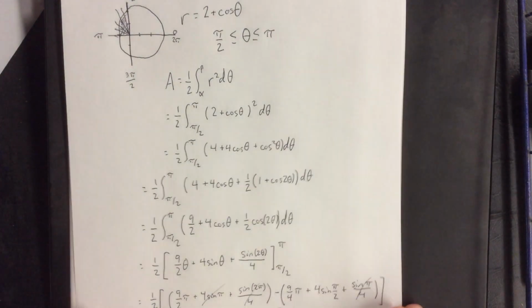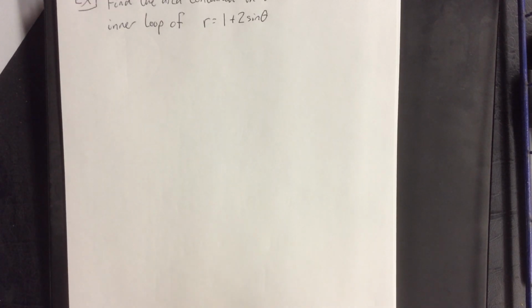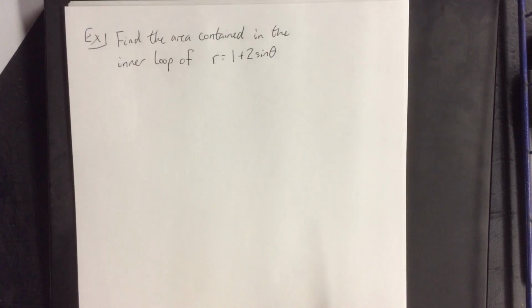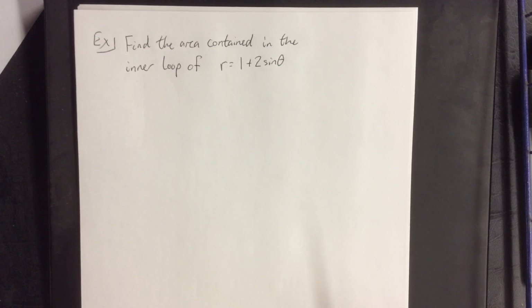I did want to make sure we get plenty of practice with this, so I've set up another problem for us. Next problem is going to be, find the area contained in the inner loop of r equals 1 plus 2 times the sine of theta.